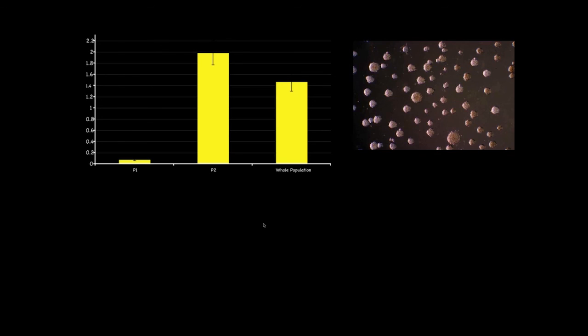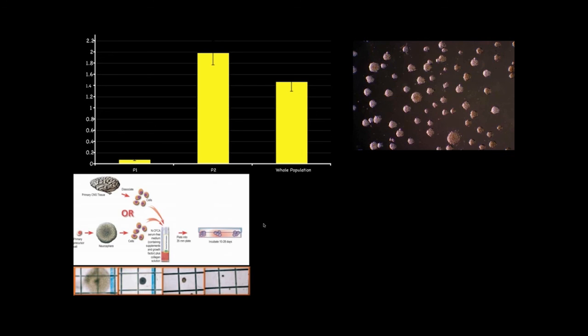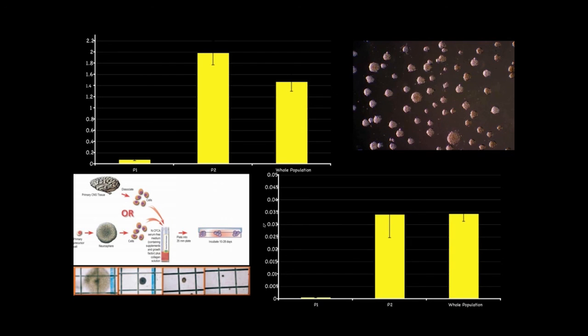So the first thing we looked at is when we did our sorting procedure and looked at our P1 and P2 and overall population, we did the neurosphere assay to say what's the proliferative potential of cells within each one of these populations. And we find that in the P1 population, the proliferative potential is significantly reduced. Then we used the colony forming assay to say what is the stem cell population within the P1 and P2 population. And it's very low.